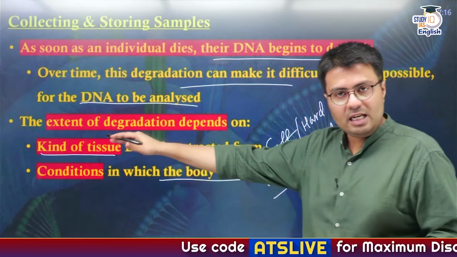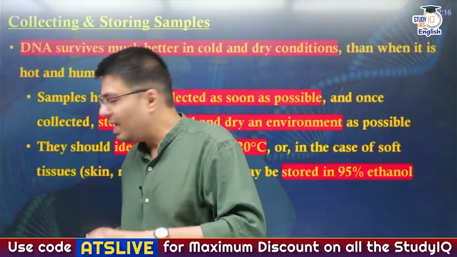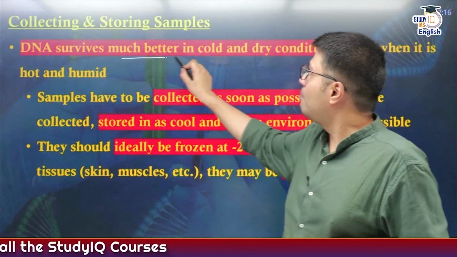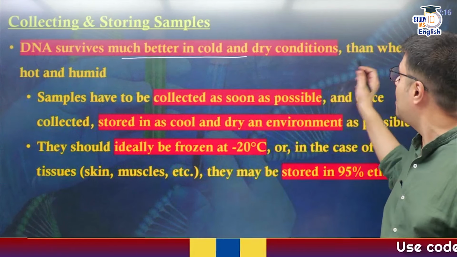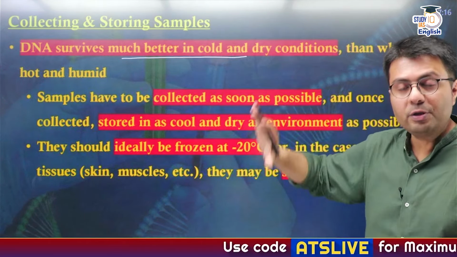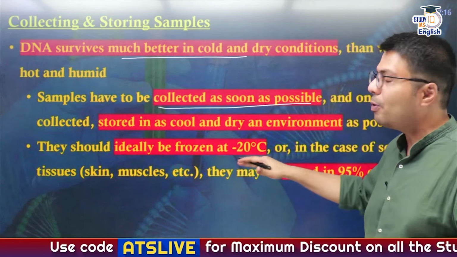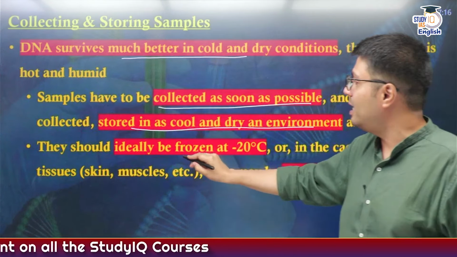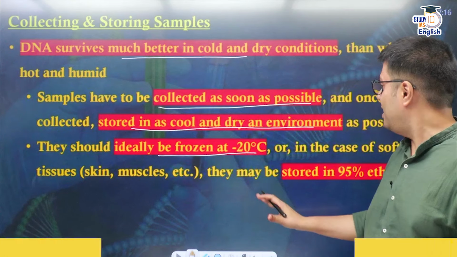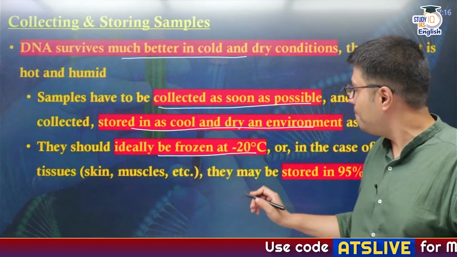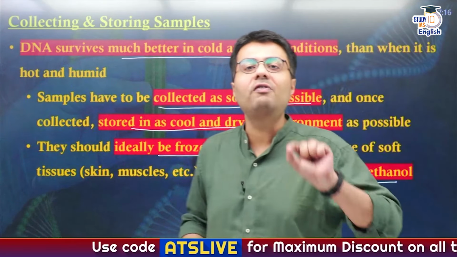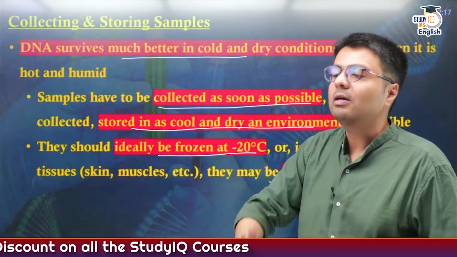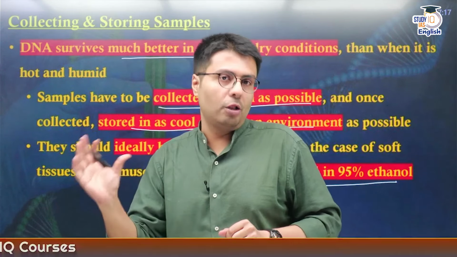So let us understand these two factors in great detail so that we know the entire process of collection and storing of samples. As you can understand, the DNA sample survives much better in cold and dry conditions as compared to hot and humid conditions. And to preserve these DNA samples, they need to be collected as soon as possible, and once collected, they need to be stored in a cold and dry environment. So for that, the samples are stored in a frozen format at -20 degrees centigrade, and in case of soft tissues like skin or muscles, you need to store them in a solution that consists of 95% ethanol, right? So this is the process to store a sample in a cold and dry environment so that the degradation of DNA is prevented, or at least slowed down, right?